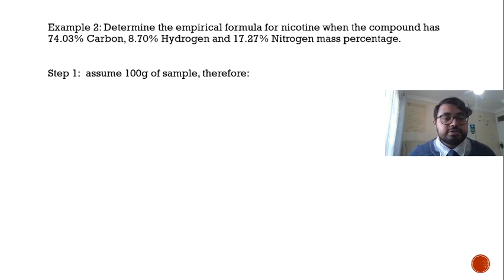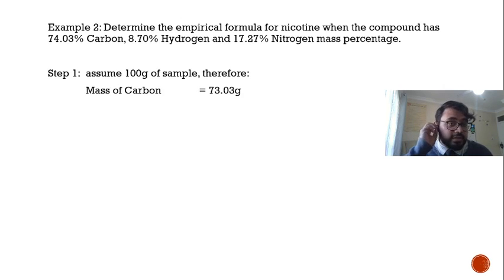Okay, so what was our step one? Our step one was to assume 100 grams of sample. So that means carbon has 73, that should be 74.03 grams. Yeah, please make sure you change that there. It's supposed to have been 74.03.